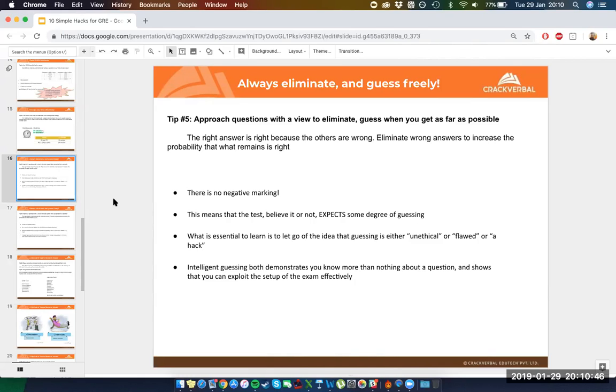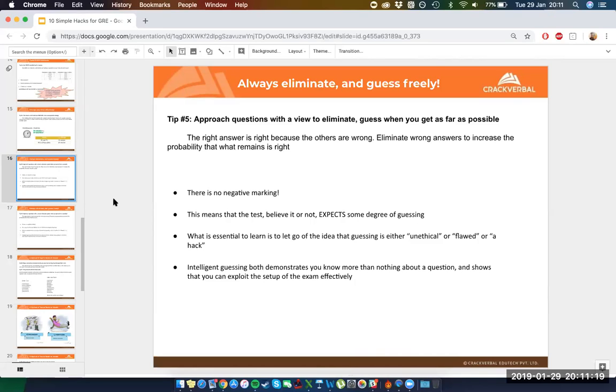This happens to be true for the GRE, but you know what? It happens to be true for other standardized tests as well. For any test which is entirely multiple choice or almost entirely multiple choice, the right approach to answering questions is always through the process of elimination, because the right answer is right because the other answers are wrong. Right? And there are some other reasons why you should eliminate answers rather than pick an answer, even if you're not convinced by that alone. As we discussed earlier, there is no negative marking. There's no penalty for guessing incorrectly.